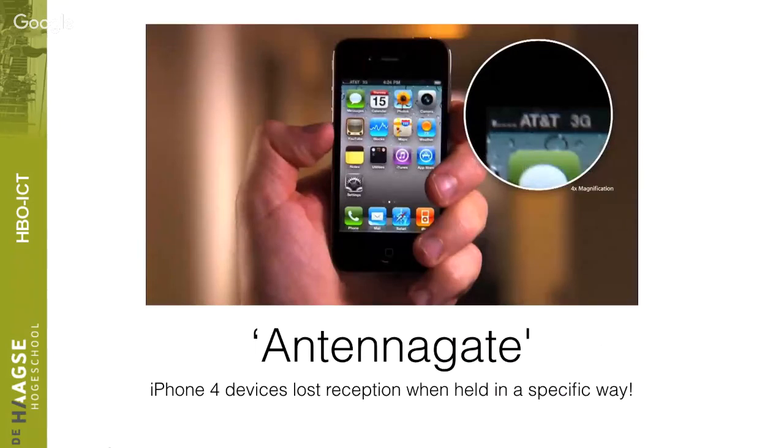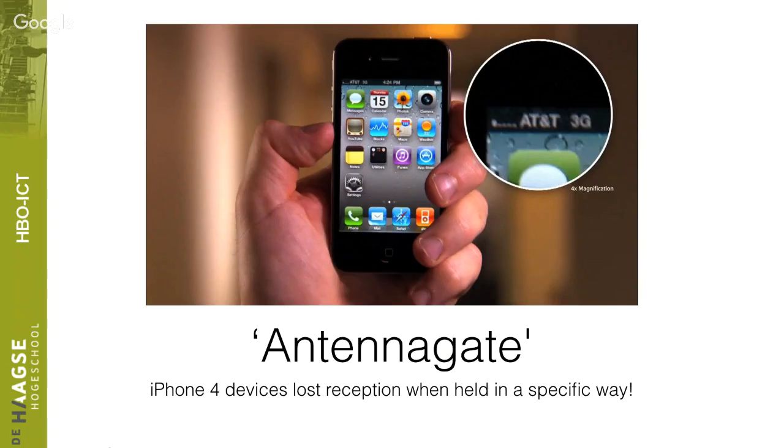Yeah, they're holding it. Okay. So antenna gate, I think when the iPhone 4 was released, if you held it in a particular way, then the signal reception of the phone would keep dropping down until it goes to almost zero. And I had an iPhone 4 and I held it like this and it did drop down. It's actually true. It drops down until it's zero.